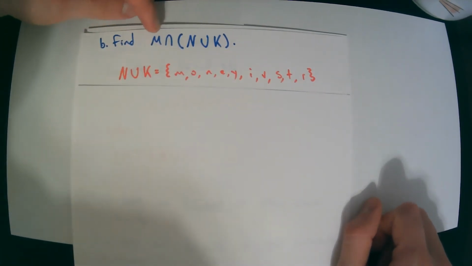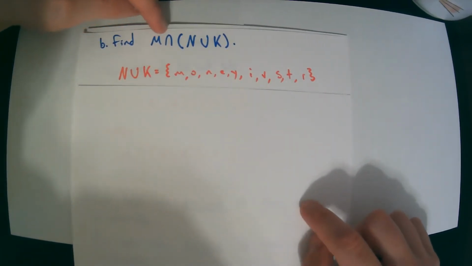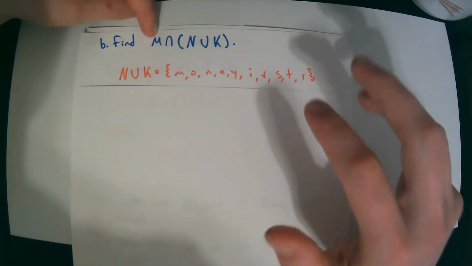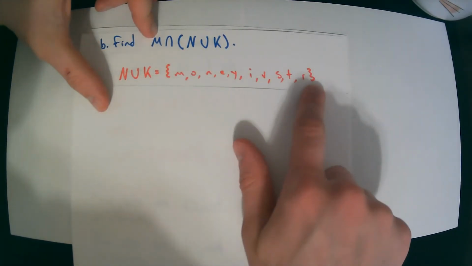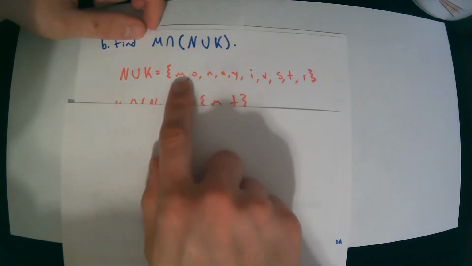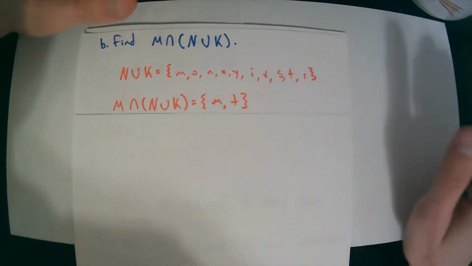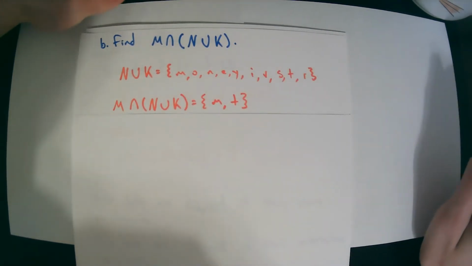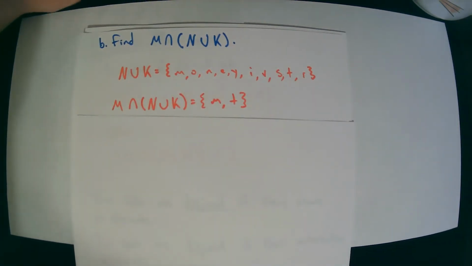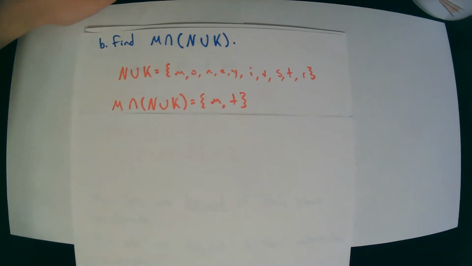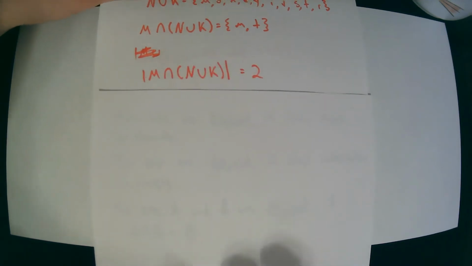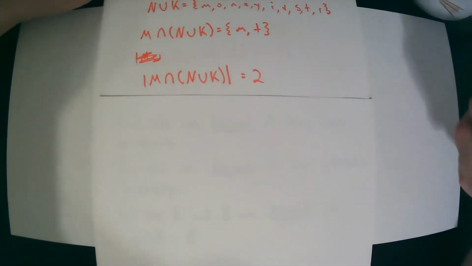Now, to complete this problem, I want to take the intersection of the set M, which remember was the letters M-A-T-H, and intersect it with this set. What letters do they have in common? Well, just the M and just the T. The A from math is not there, and the H is not there in this set. So their intersection is just that set MT. And as a bonus, what is the cardinal number of this set? Well, it's just 2, because there are only 2 elements there.